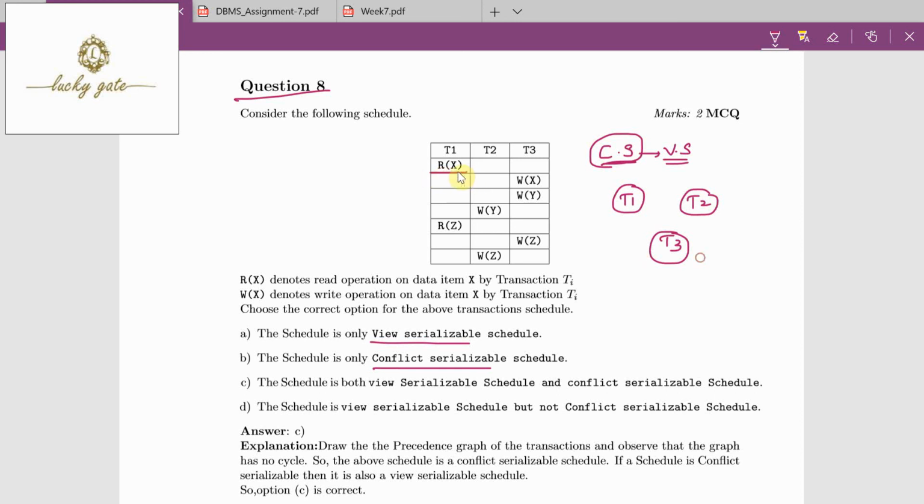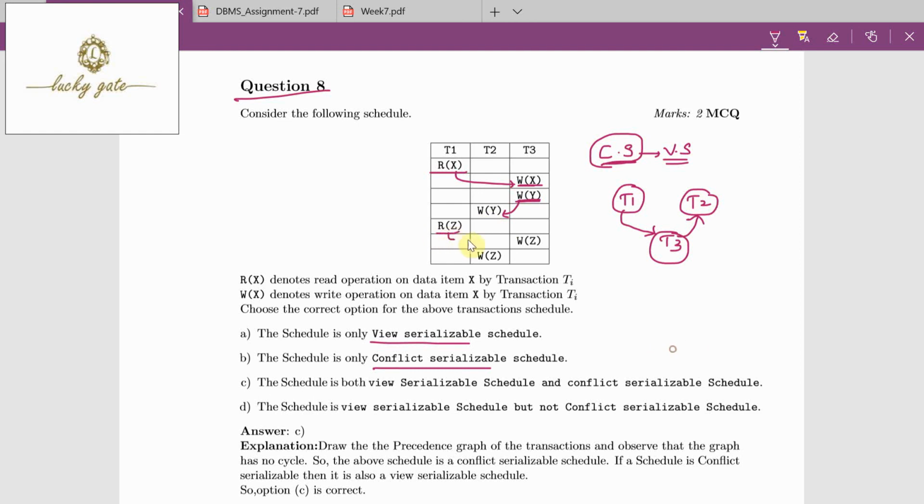Now read X of T1 conflicts with write X, so it is a conflict from 1 to 3. Write Y, write Z, no more conflicts. This write X, check write X of T3 with T2 and T1 operations, because these are Y and Z, no conflicts. Again write Y, this conflicts with write Y, so it is a conflict from 3 to 2. So draw an edge from 3 to 2 and no more conflicts. Write Y, these are the Z's, no conflicts.